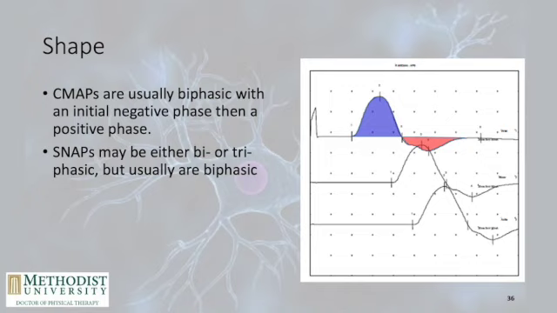So here are your general shapes. Generally, if we're looking at a CMAP, because we're looking at more of a motor or efferent response, it's going to be biphasic. A SNAP, or sensory response, is either going to be biphasic or triphasic, but usually we're looking at a biphasic as well.